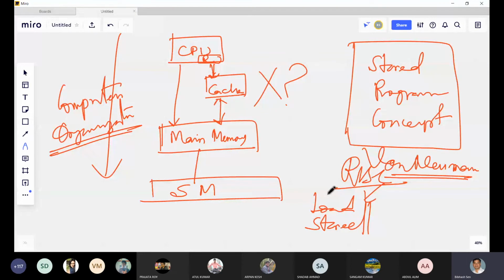Now my question is, why is cache introduced? I think the story I have already told. Now we will find more detail here. Can you recall the story?